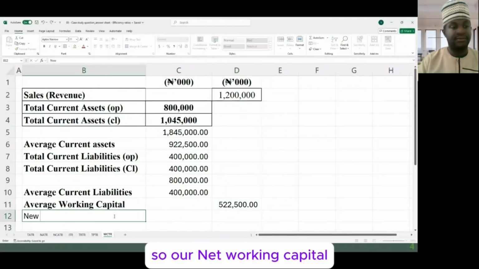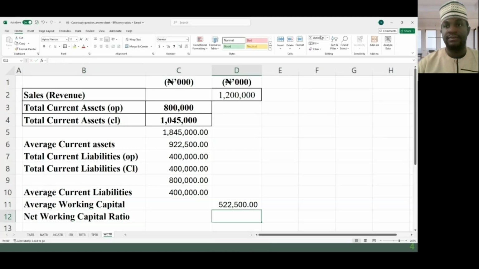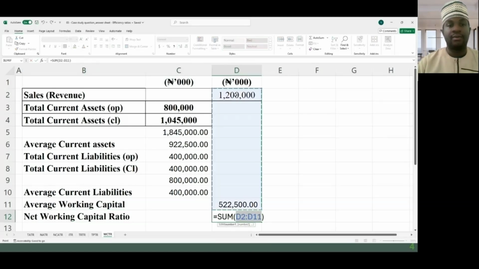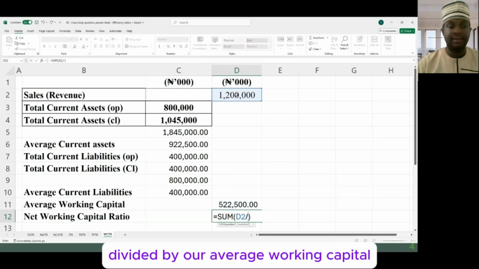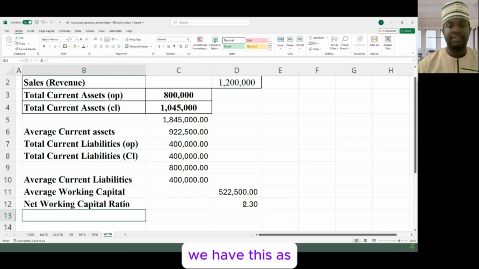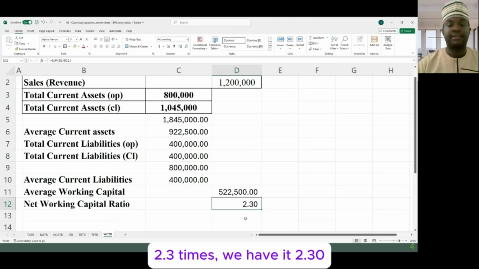So our net working capital ratio is our net sales revenue divided by our average working capital. We have this as 2.3 times. We have it 2.30 times.